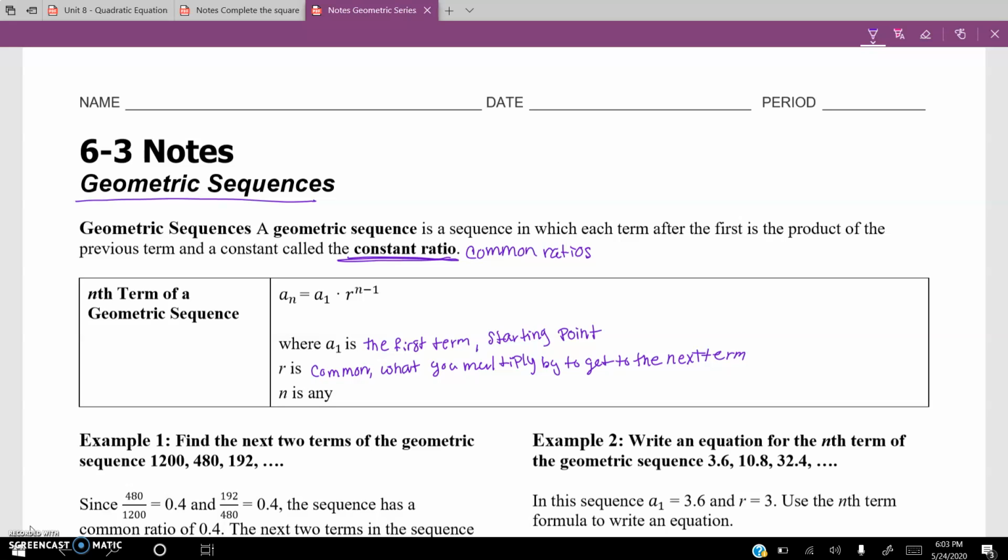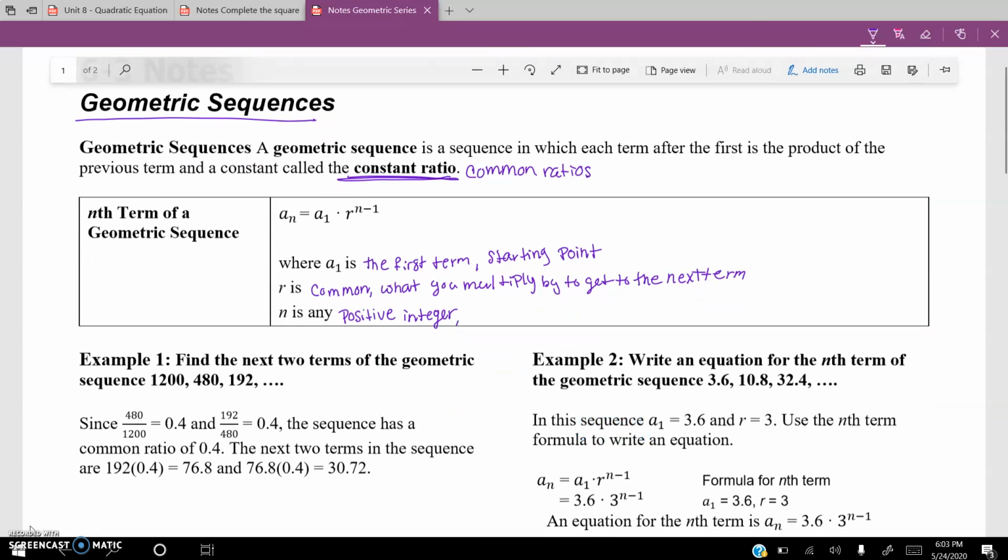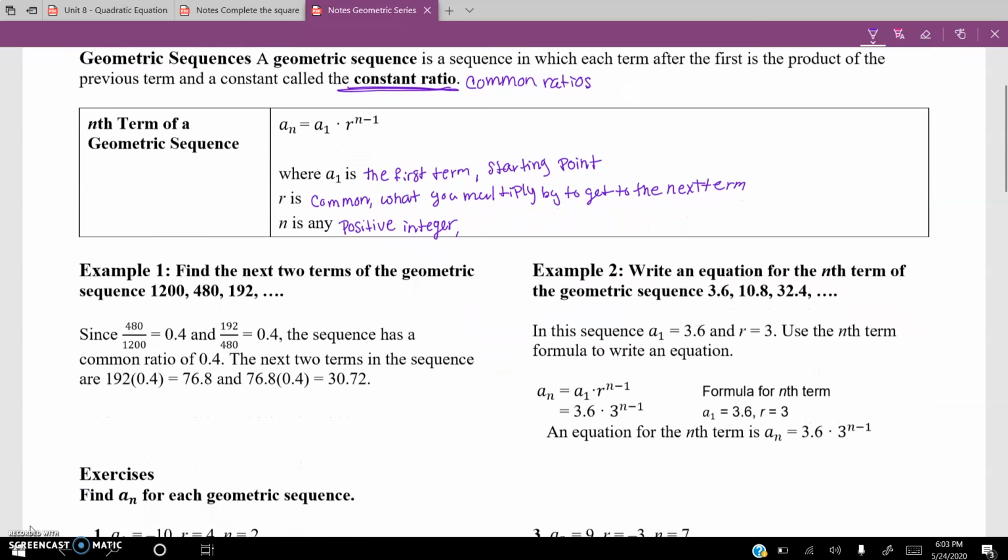And n is any positive integer. What it really stands for is the numbered term. So take your starting point, multiply it by your common factor to whatever power you need to get to.